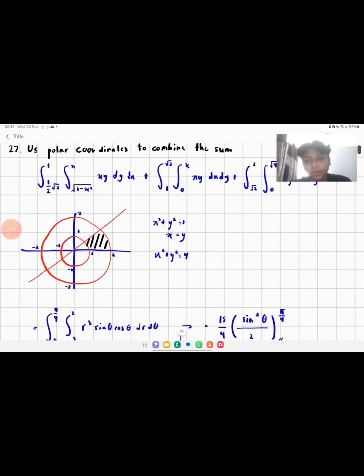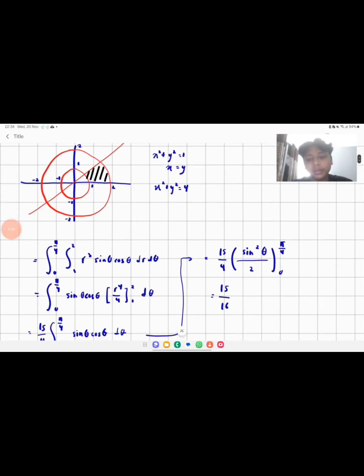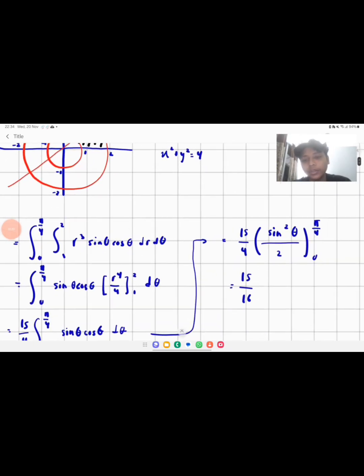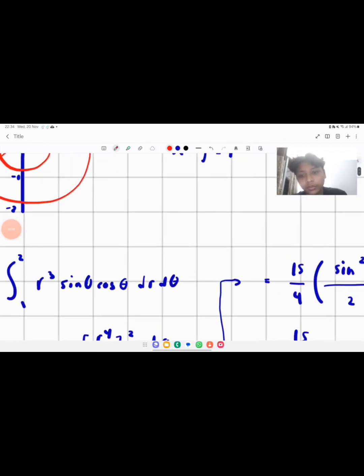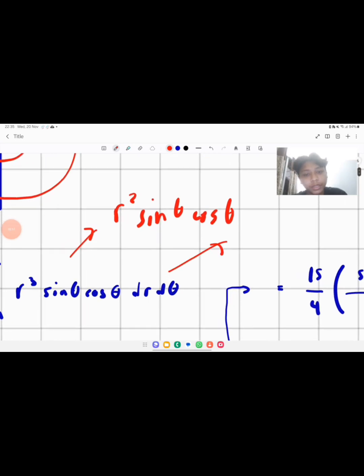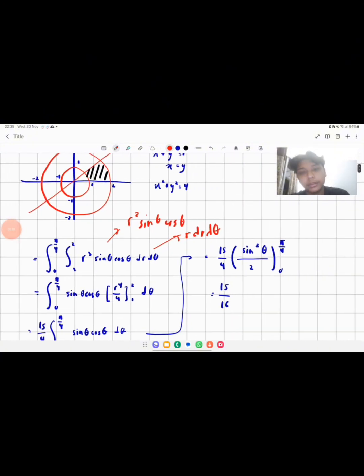So our equation is xy. x equals r cos theta and y equals r sin theta. So our equation is actually r squared sin theta cos theta, but here we have dy dx equal to r dr d theta, so we get r cubed sin theta cos theta dr d theta.